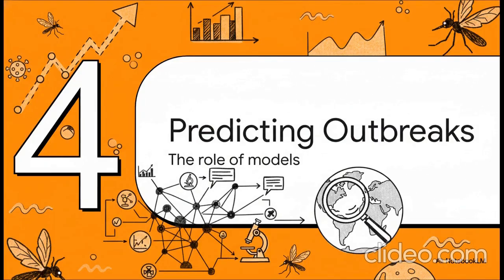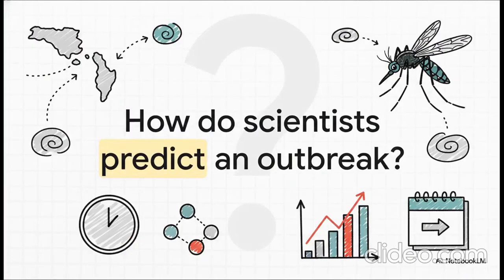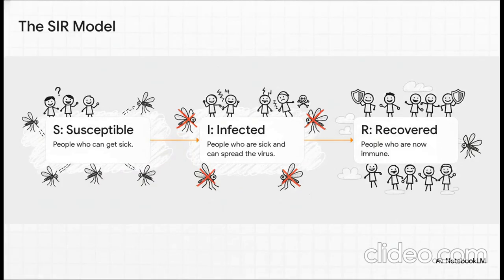So all this data is great for understanding where dengue has been. But what about where it's going? Can we actually predict what's going to happen next? Well, in our final section, we're going to dig into the science of how experts forecast outbreaks. So yeah, how do they do it? How can an epidemiologist look at an entire population and actually forecast the path that a disease is going to take? Well, it often starts with a really powerful but surprisingly simple concept.